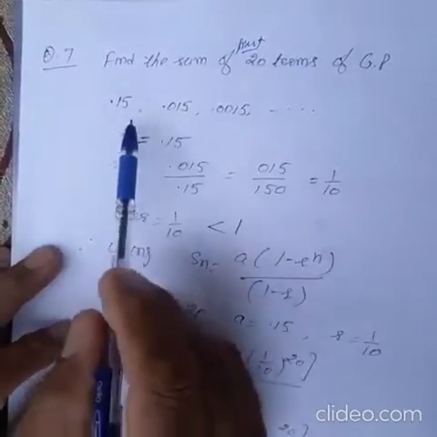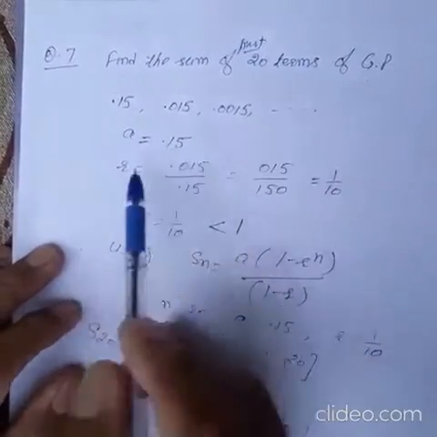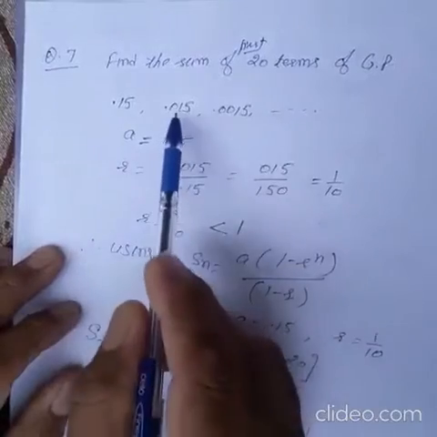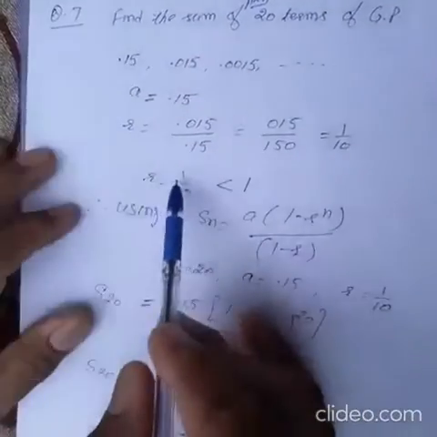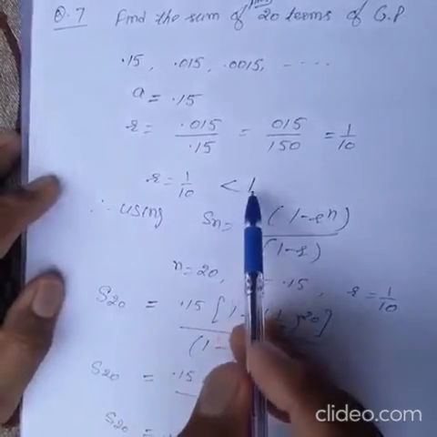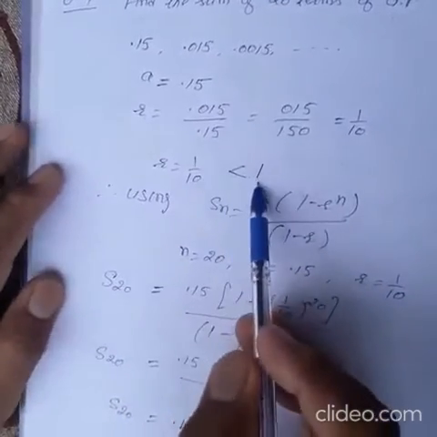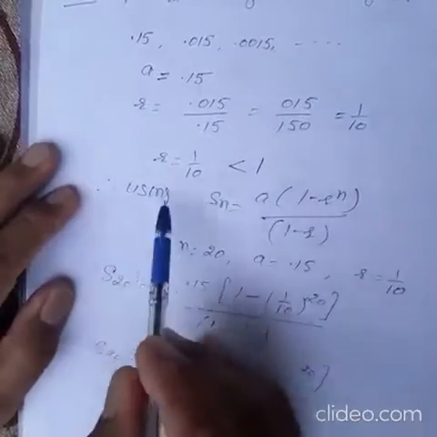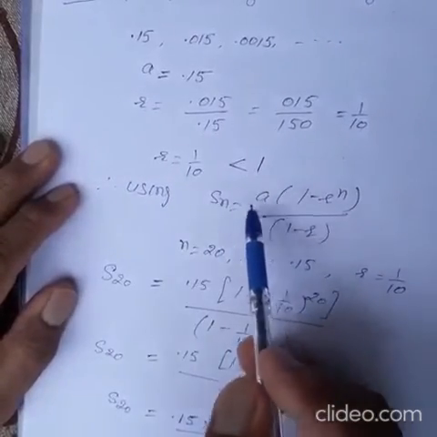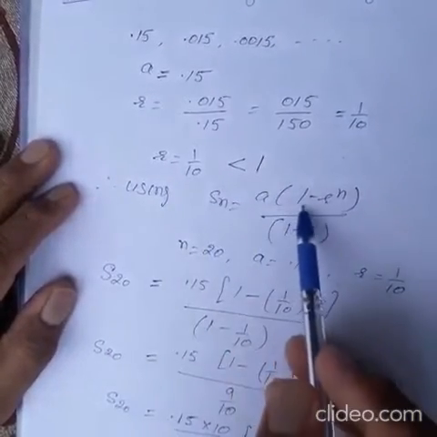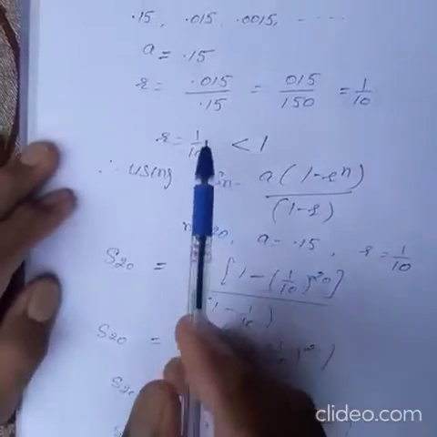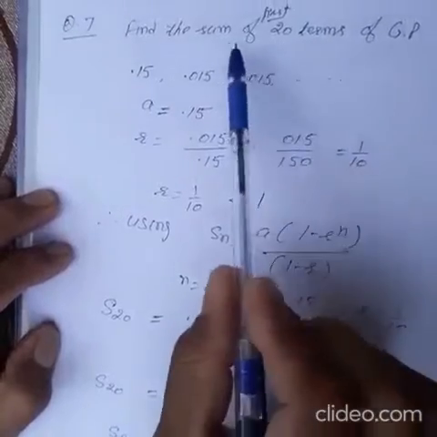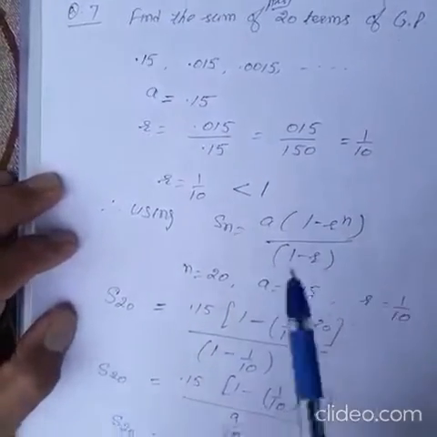Identify A, it is 0.15. R, the common ratio, second term upon first term, will be 1 upon 10. Now you observe R, 1 upon 10, is less than 1. Because it is less than 1, the formula used will be Sn is equal to A into 1 minus R raised to the power n upon 1 minus R. The value of n is 20 because we are asked for the first 20 terms.